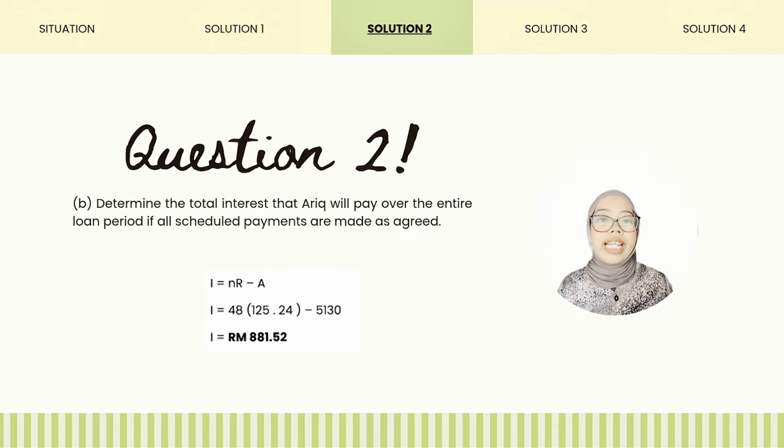We use the formula interest equals nR minus A, where n is the total number of monthly payments, R is the monthly repayment, and A is the original loan amount. First, substituting the values, we have 48 monthly payments multiplied by RM125.24 minus the loan amount of RM5,130. This gives a total interest of RM881.52. So Arif will pay this amount of interest throughout the 4 years loan period.